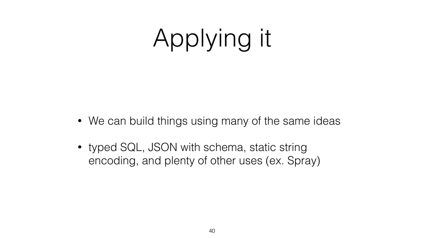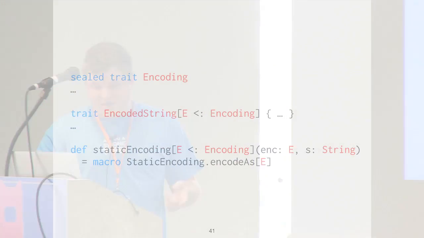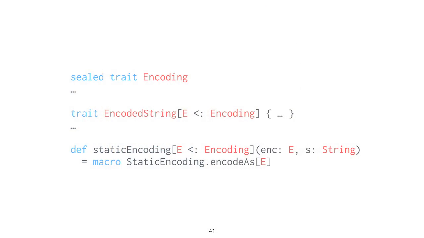Applying it, this might have seemed more esoteric, but again, the idea is to get the wisdom of it, that we can build a bunch of cool things. Some of the stuff that I played with and other people played with is type SQL, type JSON schema. This static string encoding is what I've been working on lately. I know Spray uses it in their routing layer somewhere, and a bunch of other people do.